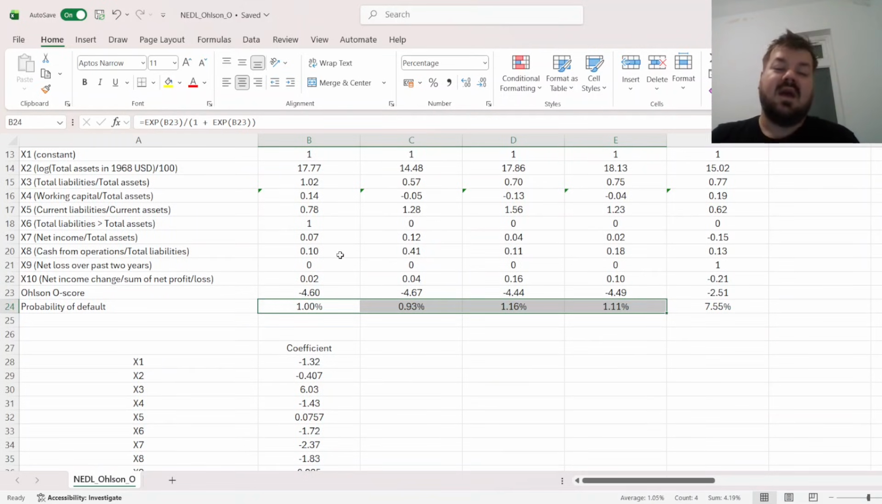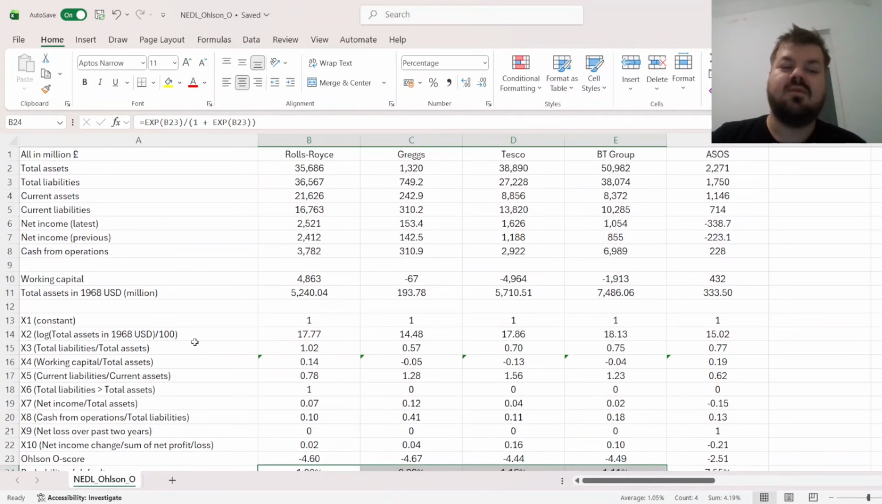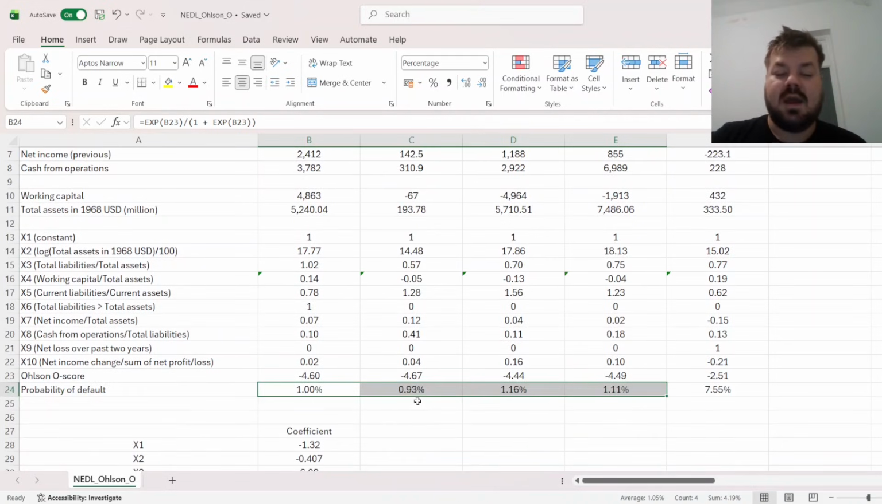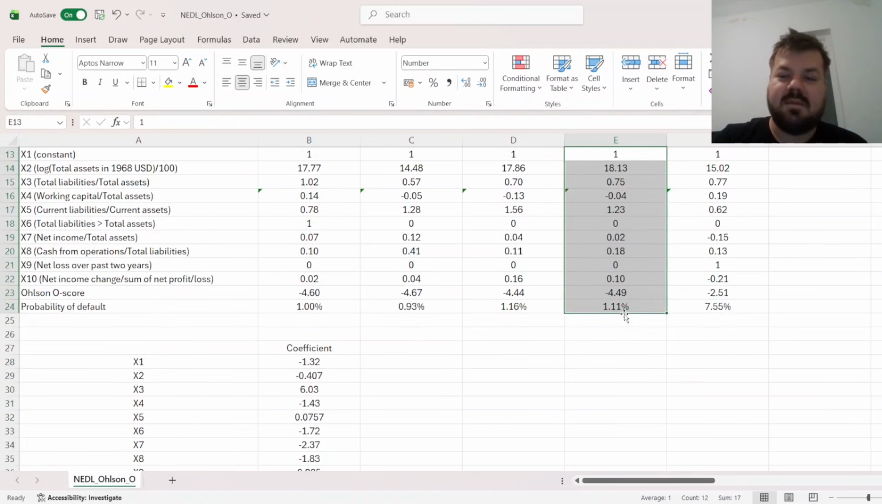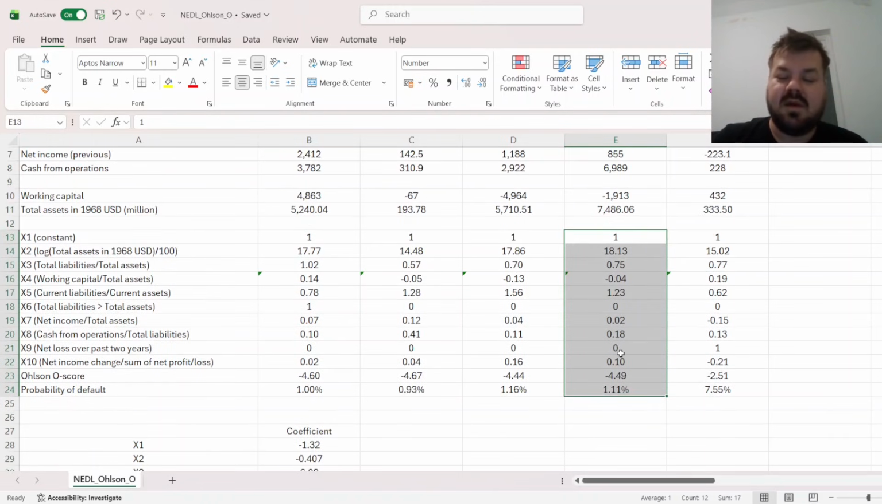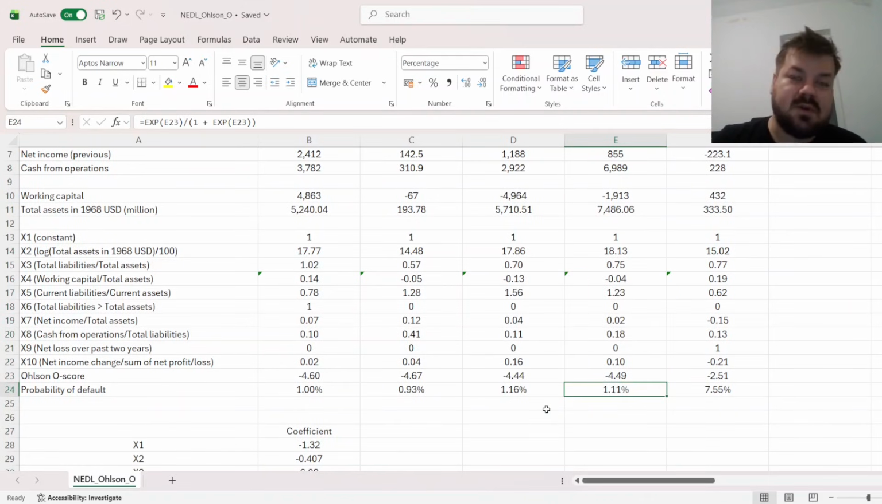trouble whatsoever, and that's what makes the Ohlson O-score arguably a better model than Altman Z-score, given it encompasses more fundamental information and it's less rigid in terms of what it tries to do, and it does not have those false positives like with Altman Z-score. BT Group was flagged up as a problematic company with a high chance of default, whereas here we see that it's not the case for the Ohlson O-score.